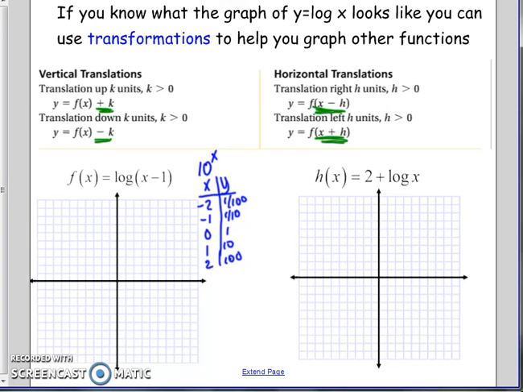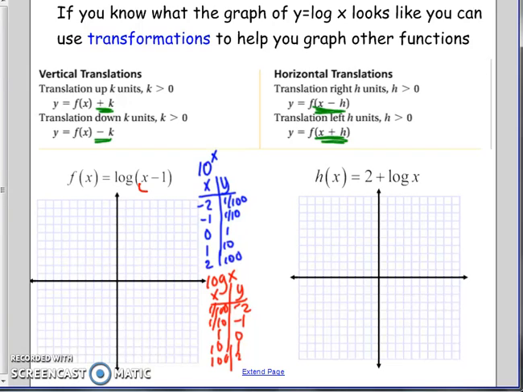Since we know that the log is the inverse, we're just switching our x's and y's. So we have 1 over 100, -2. We have 1 over 10, -1. We have 1, 0. And then we have 10, 1. And we have 100, 2. So that's typically what we're going to graph.